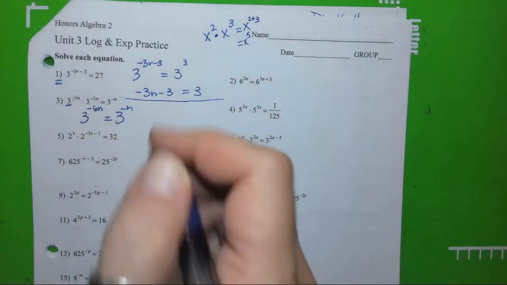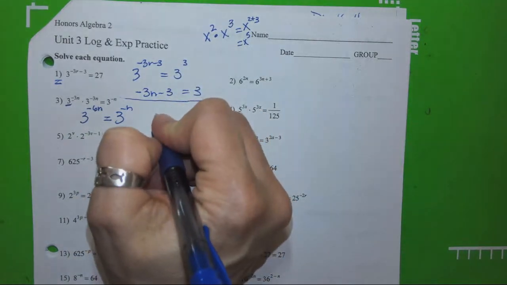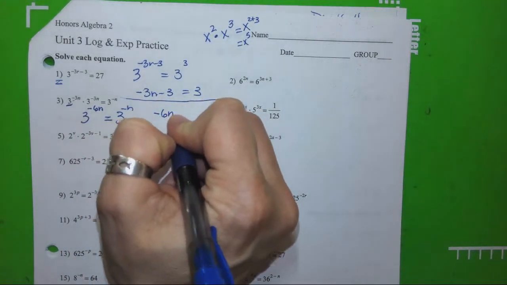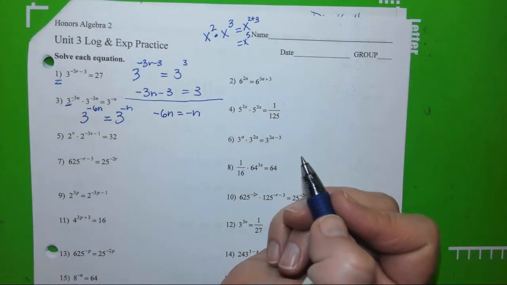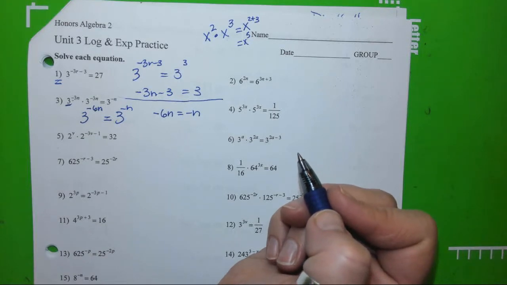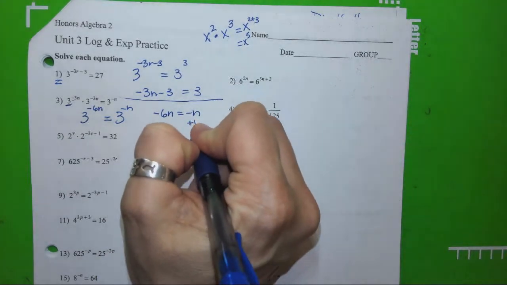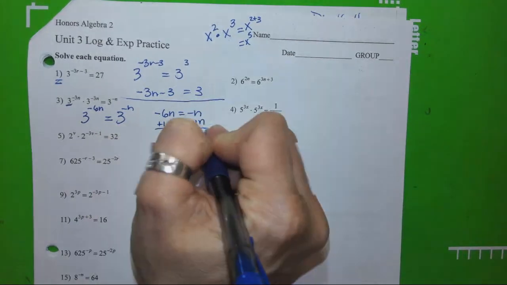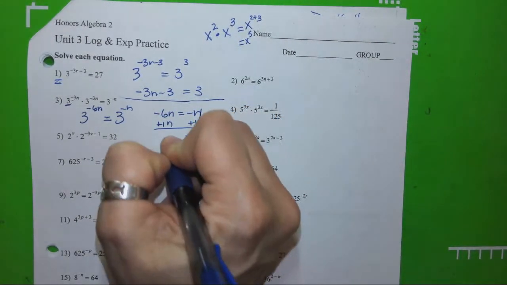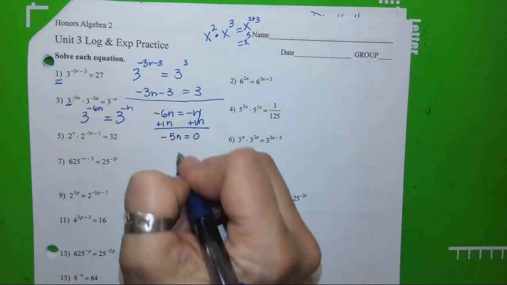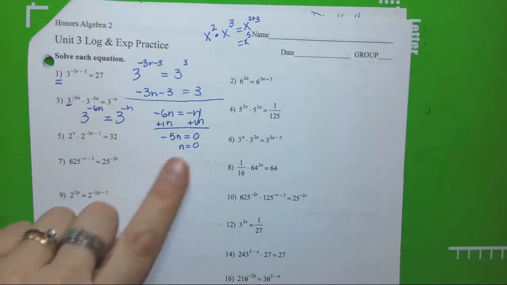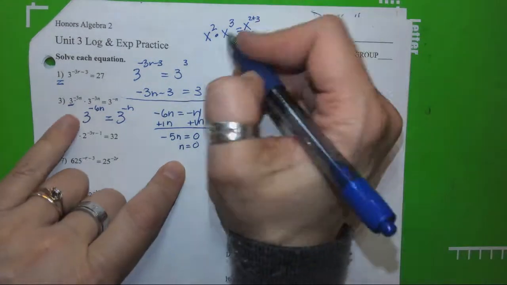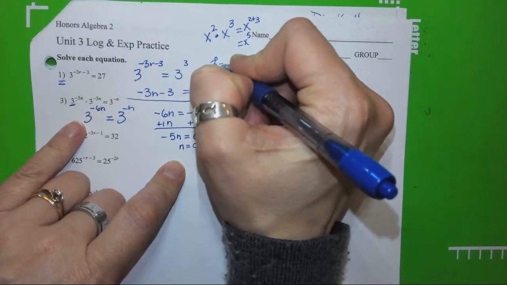But I've got negative 6n equals negative n. Now what? How do I solve that? Okay, so what do you want to do? Okay, so add 1n to there and add 1n here. So that gives me 0 equals negative 5n. So what's n? 0.